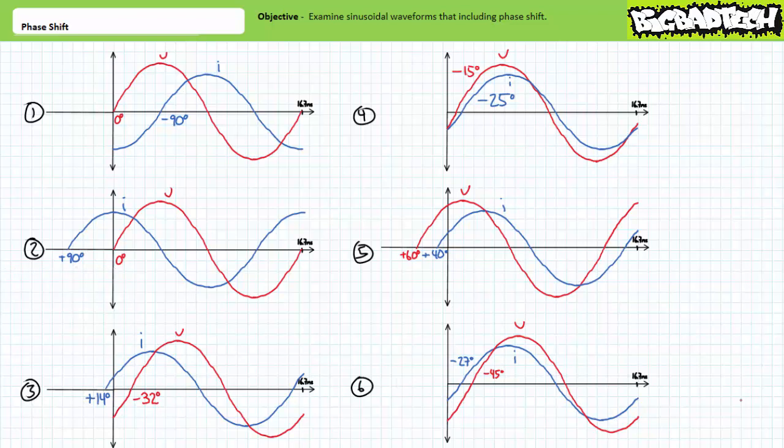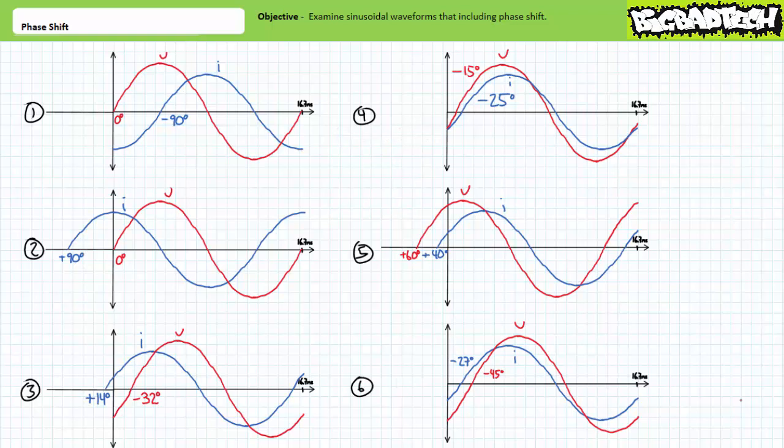The remaining example problems make use of voltage and current waveforms that both include phase shifts. For example problem 3, given the voltage waveform in red has a phase shift of negative 32 degrees, and the current waveform in blue has a phase shift of positive 14 degrees, it can be said that current leads voltage by the absolute difference of 46 degrees. For example problem 4, given the voltage waveform in red has a phase shift of negative 15 degrees, and the current waveform in blue has a phase shift of negative 25 degrees, it can be said that current lags voltage by the absolute difference of 10 degrees.